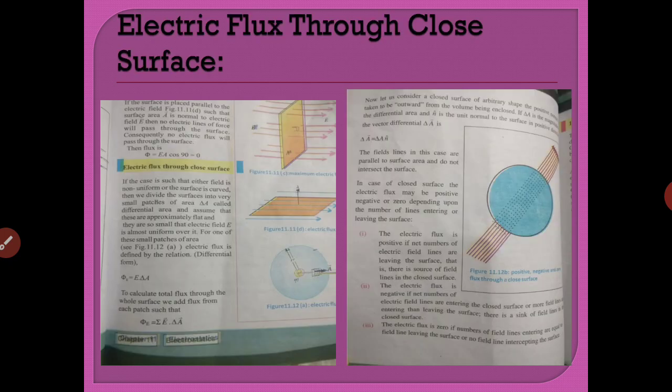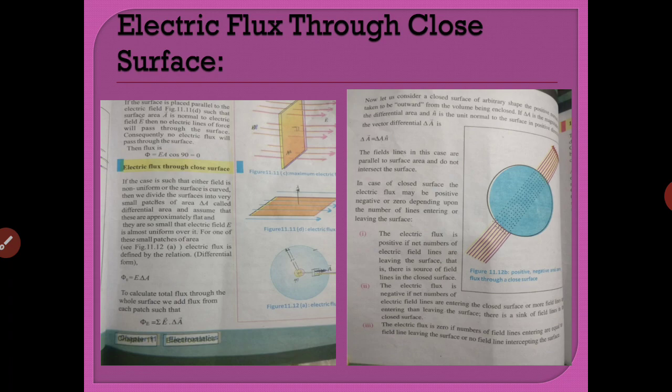Now, electric flux through a closed surface. In this we will discuss what the electric flux is through any closed surface. The flux is E dot delta A. If there is a closed surface, we divide its area into small patches, find the electric field at point 1, point 2, point 3, and finally add all of these and write it in the form of a summation.